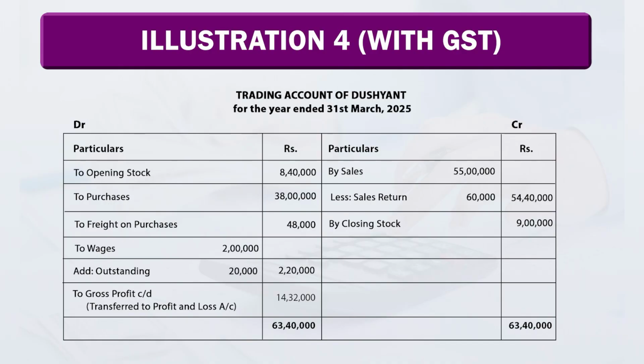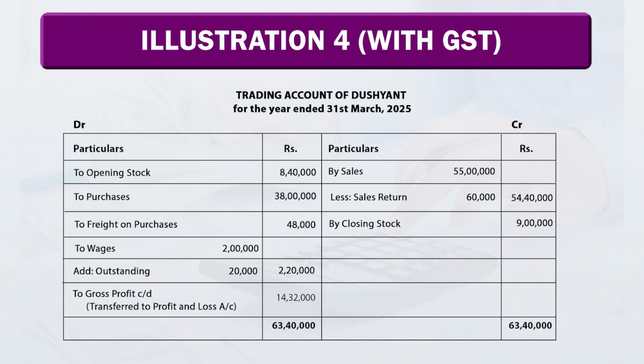Let us see the items of debit side of trading account. The first item is opening stock 8,40,000. Next item is purchase is 38 lakhs. Freight on purchase is 48,000. Yes, wages which you have paid is of rupees 2 lakh and outstanding of current year is 20,000. So total expense of the current year on accrual basis is 2,20,000.